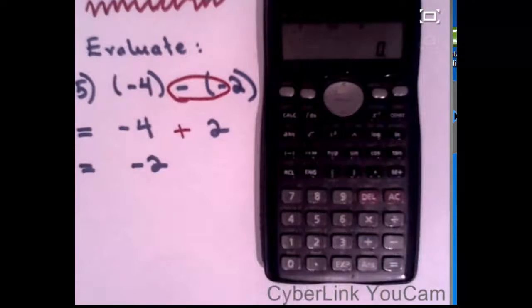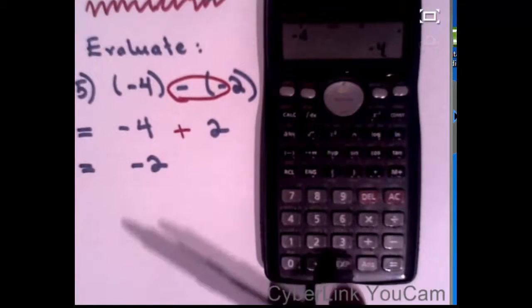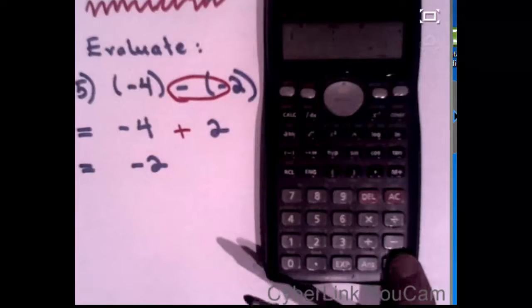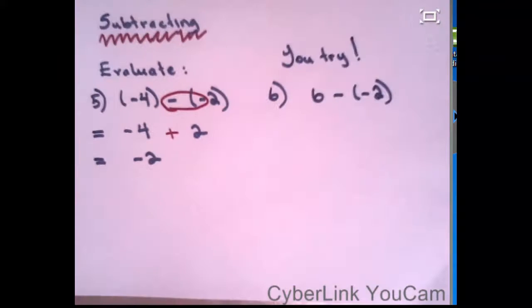Some calculators, you'll have to go 4 and then make it negative. Not mine though, it gets an error. So it depends on your calculator. So negative 4, okay, I hit equal so I can see it. Then I need to add 2. And I realize the answer is minus 2, so it checks out.